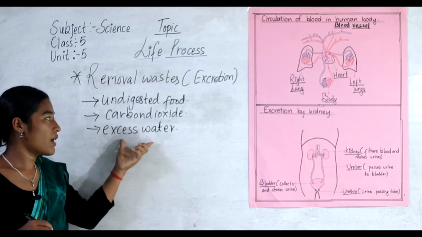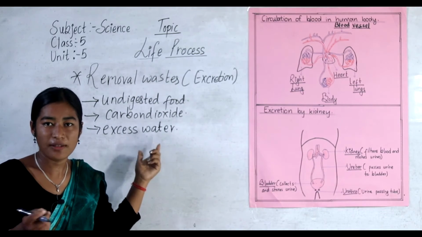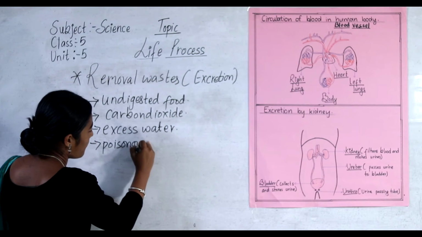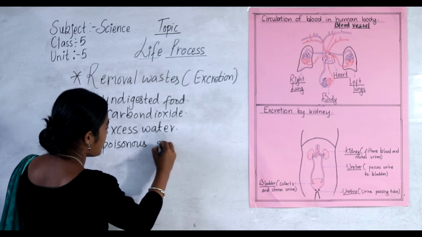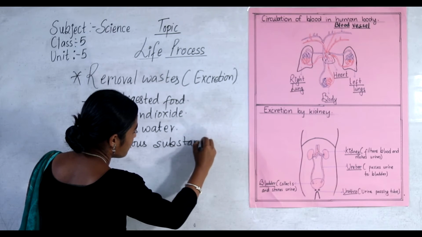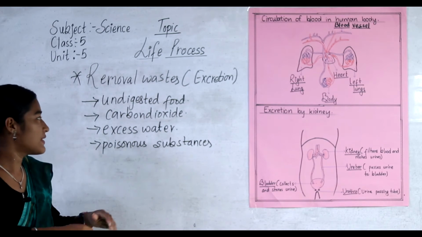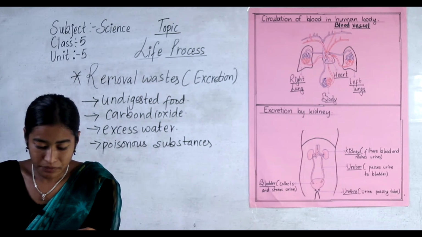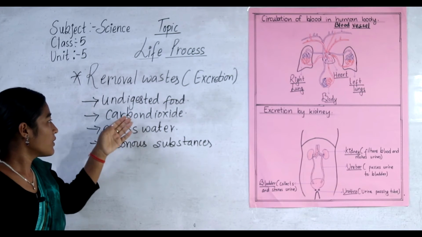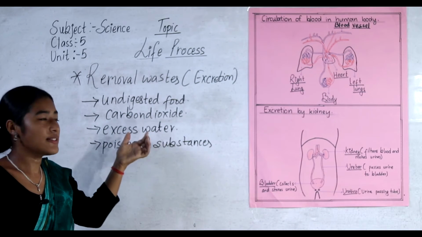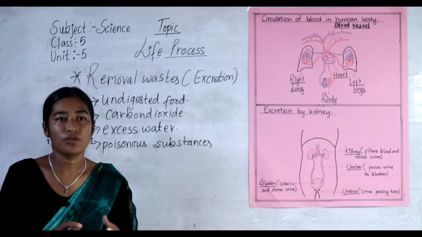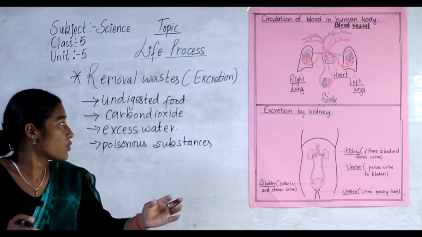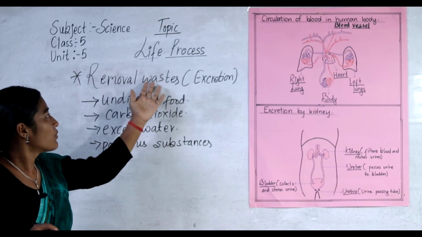You know that we throw out excess water through our sweat, isn't it? And the next one is poisonous substances. So the removal wastes are undigested food, the food which we cannot digest, then carbon dioxide, excess water, and poisonous substances. We throw out harmful chemicals like urine, stool, feces. So these are all the removal wastes.